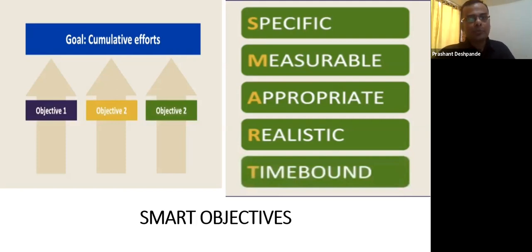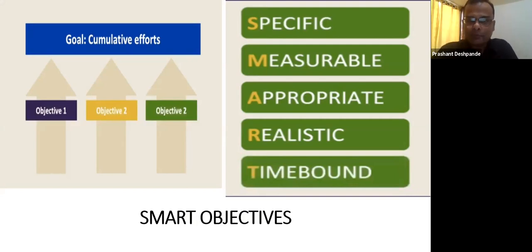Then it should be appropriate. Your objective should be appropriate. Appropriate means it should be within the scope of the project. Whatever scope or objectives we decided, it should lie within that. Then realistic means it should be achievable, doable. The organization should have that capacity and that control of bringing that objective in place when actually implementing the program. So it should be realistic, it should be doable.